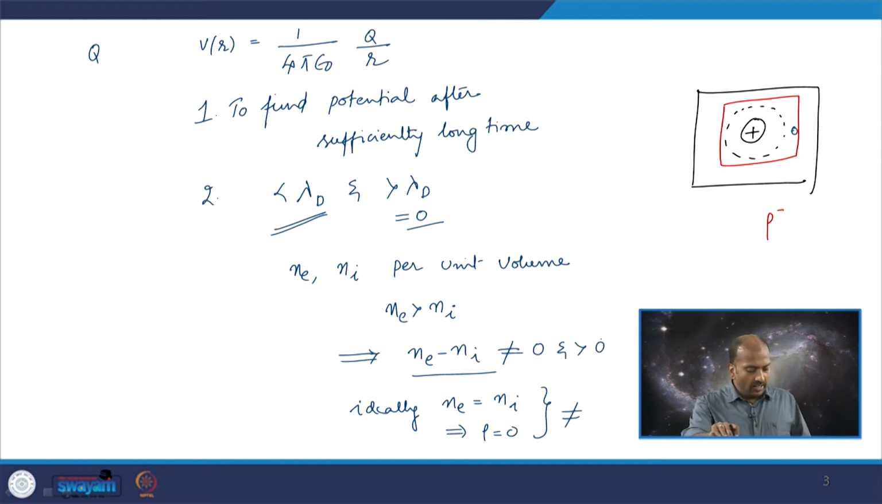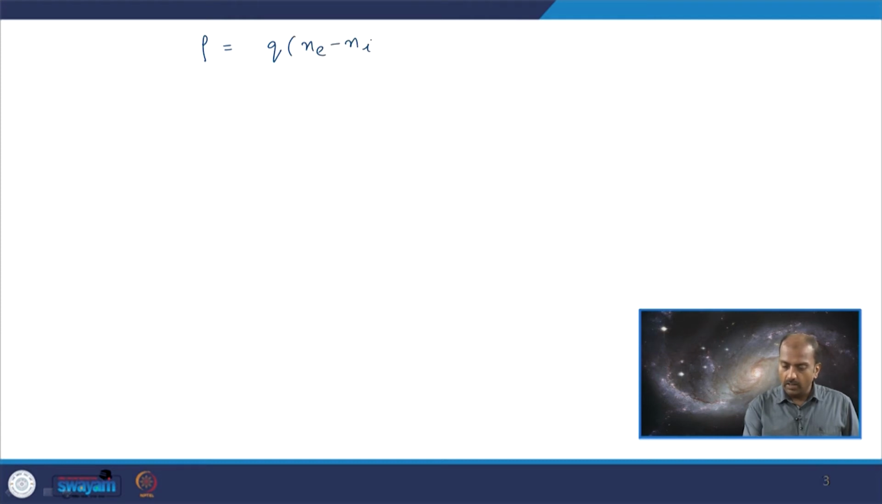Okay. So, since there is a net charge available, we can write the charge density rho as Q times Ne minus Ni. We know from electromagnetic theory that del dot E is equal to rho by epsilon naught, and E is equal to minus del phi. So, we can write del square phi as minus rho by epsilon naught.